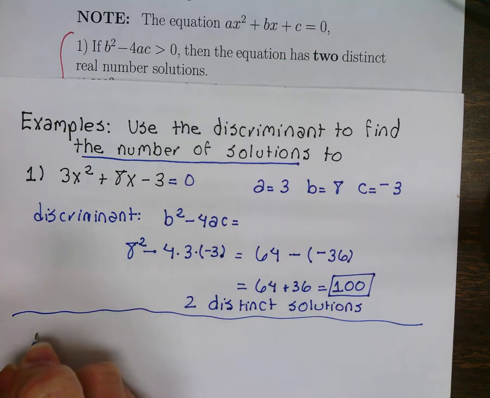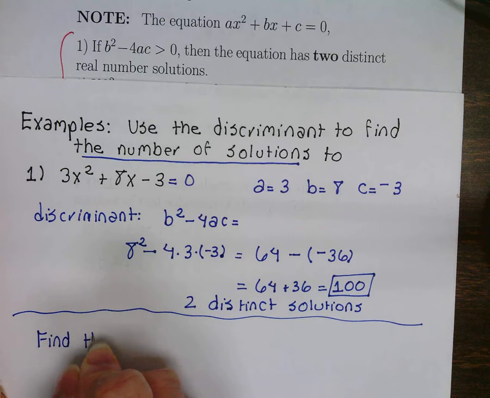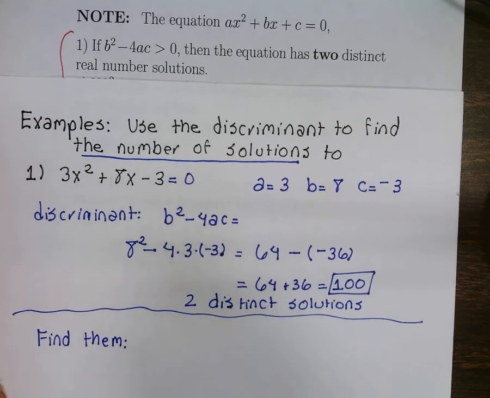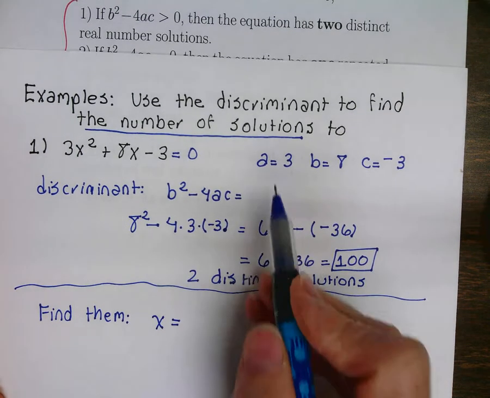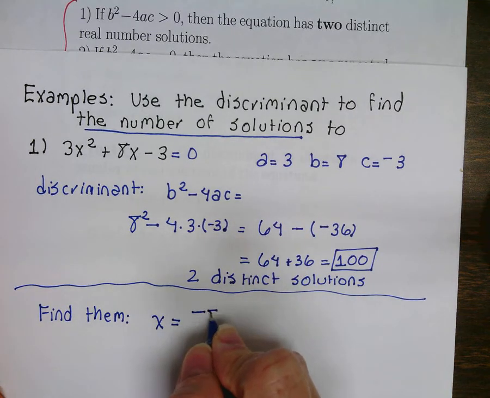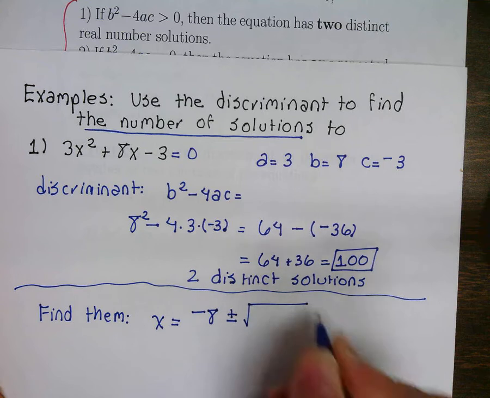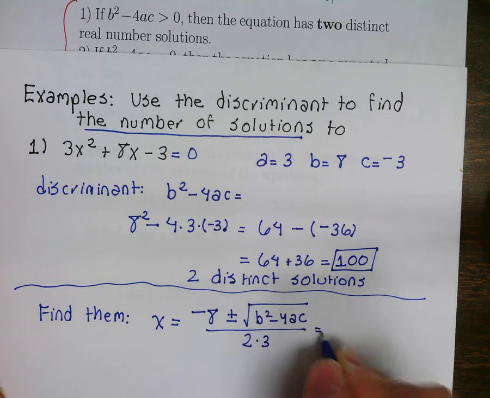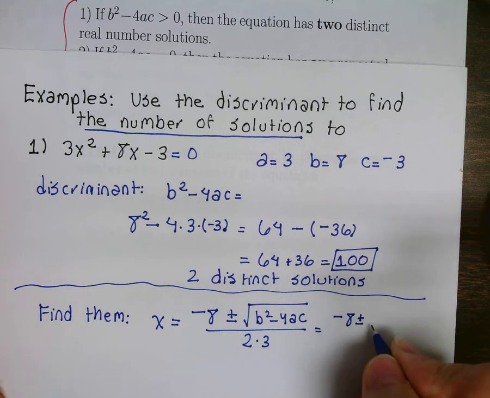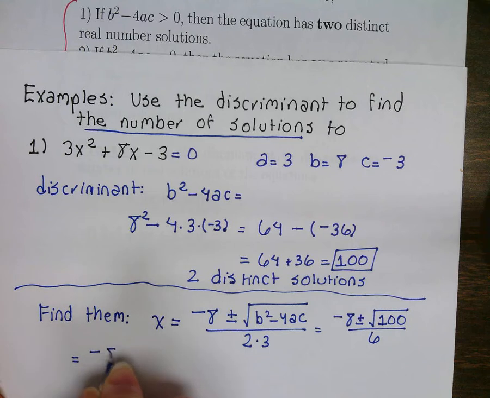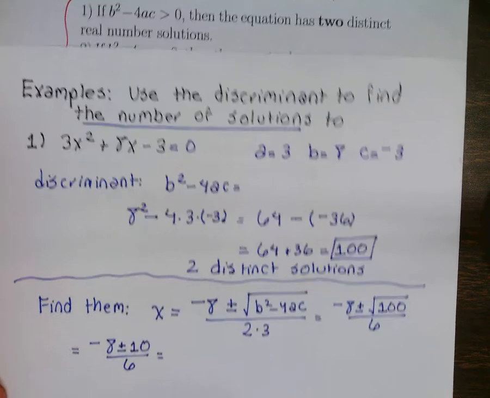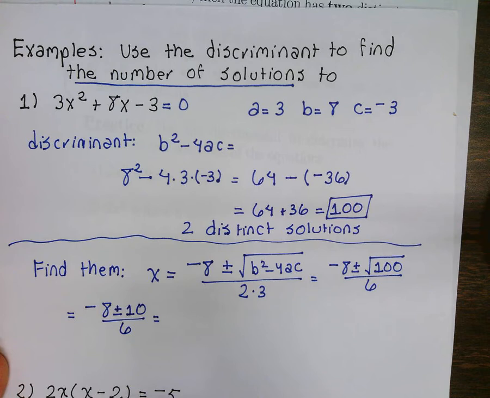And if we wanted to find them, we just use the quadratic formula. Again, the discriminant just tells you the nature of the solutions. You actually have to use the quadratic formula to find them. So what's the quadratic formula? Using our a, b, and c, it's the opposite of b plus or minus the square root of b squared minus 4ac, the discriminant, all over 2 times 3. I wrote it that way because we had already discovered that the discriminant was 100. Since that's a perfect square, not only are there two solutions, but there are two rational number solutions.